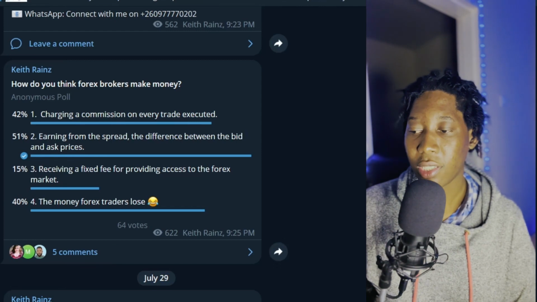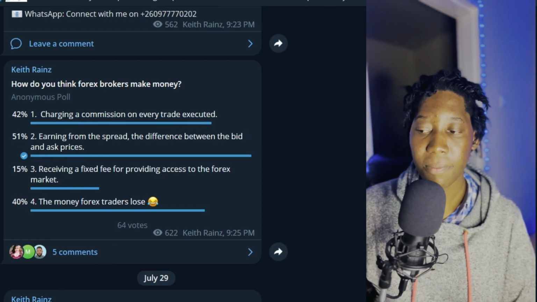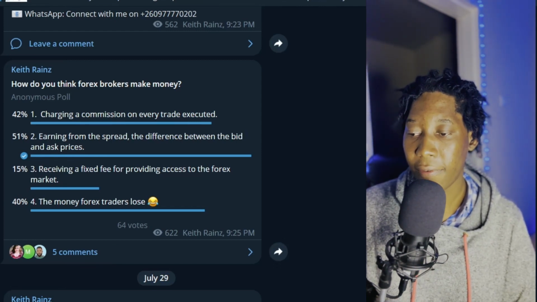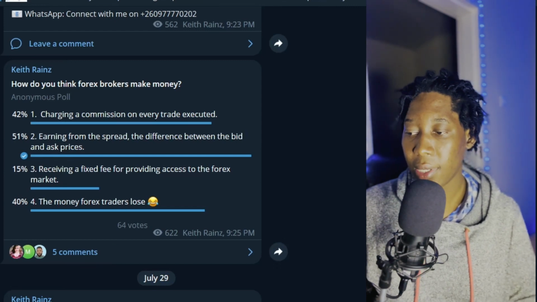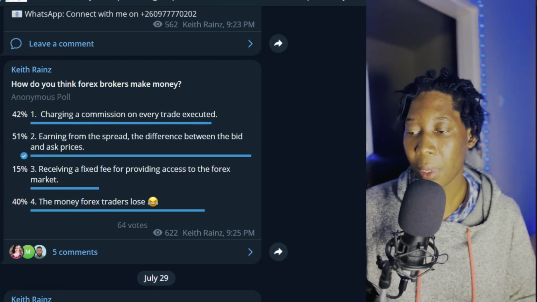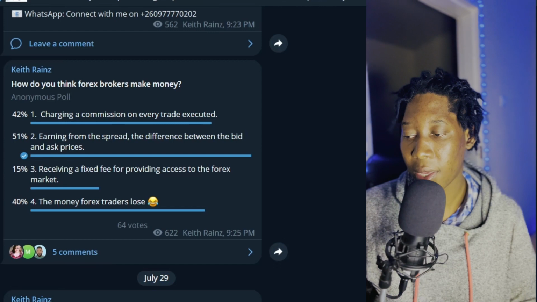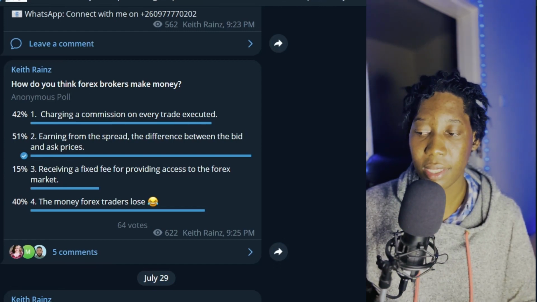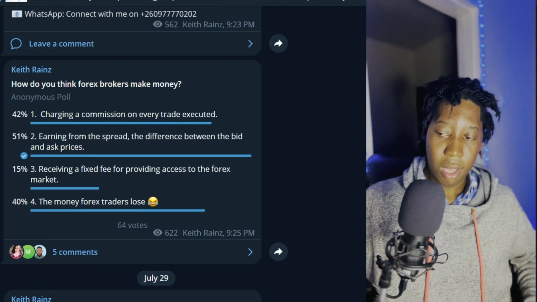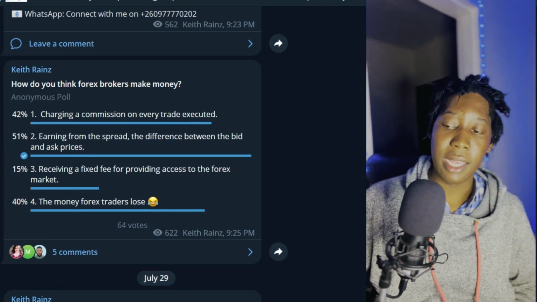The first one is charging a commission on every trade executed, earning from the spread, the difference between the bid and the ask price, receiving a fixed fee for providing access to the Forex market, the money Forex traders lose. Okay, such a funny answer. So the answer here is the second answer. Why am I saying so?